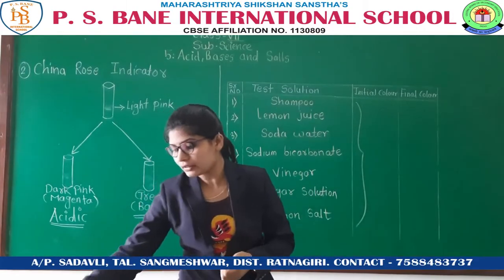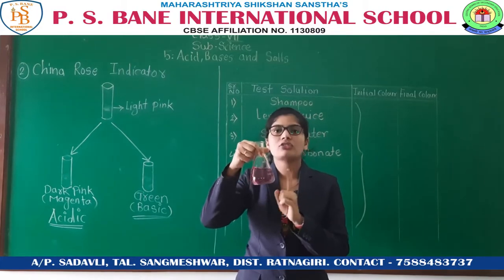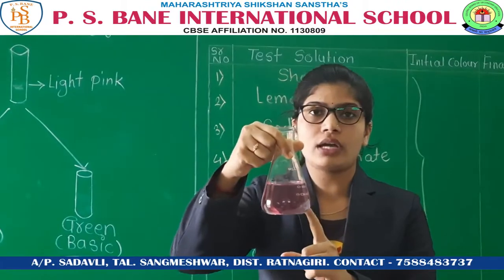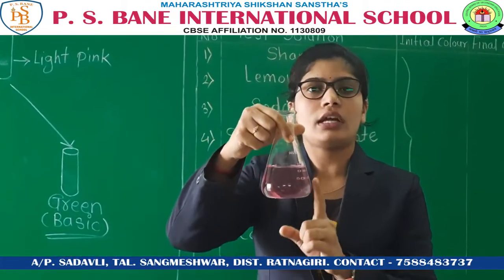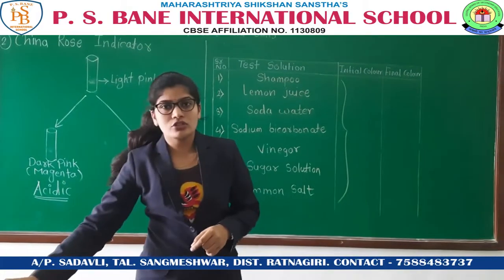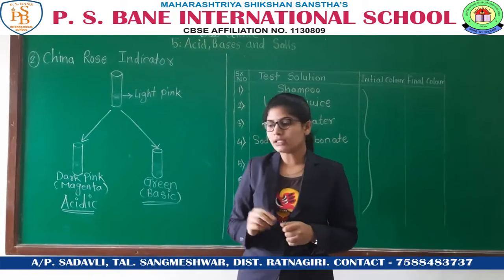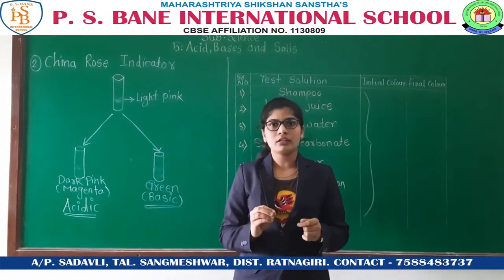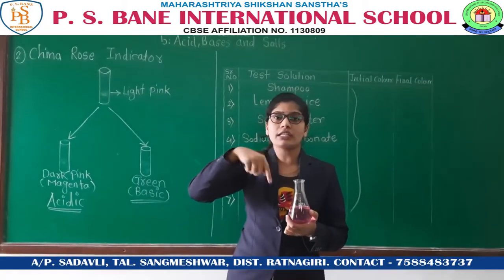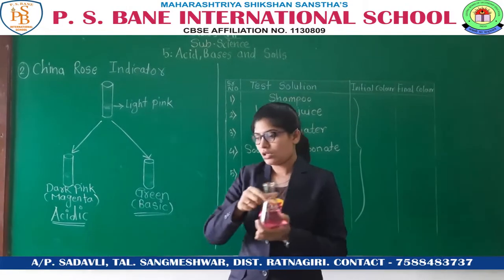After that you will get this kind of solution. So this is China rose indicator, which is light pink in color. You can see here China rose indicator. Understood the procedure? Remove the petals from China rose, then add those petals in warm water. Before that, you have to stir that solution. Then only you will get the colored solution.